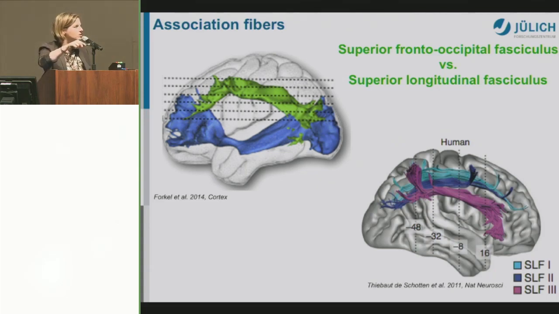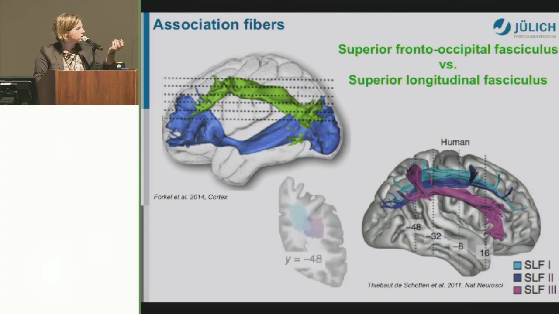This must be the very same one, so there is only a superior longitudinal fasciculus which connects the parietal cortex with the frontal cortex and has some extension into the higher extrastriate visual areas. And what you can see here on this coronal slice through this very last section indicated here at -48, you see that these three parts of the superior longitudinal fasciculus are clearly differentiated from each other.